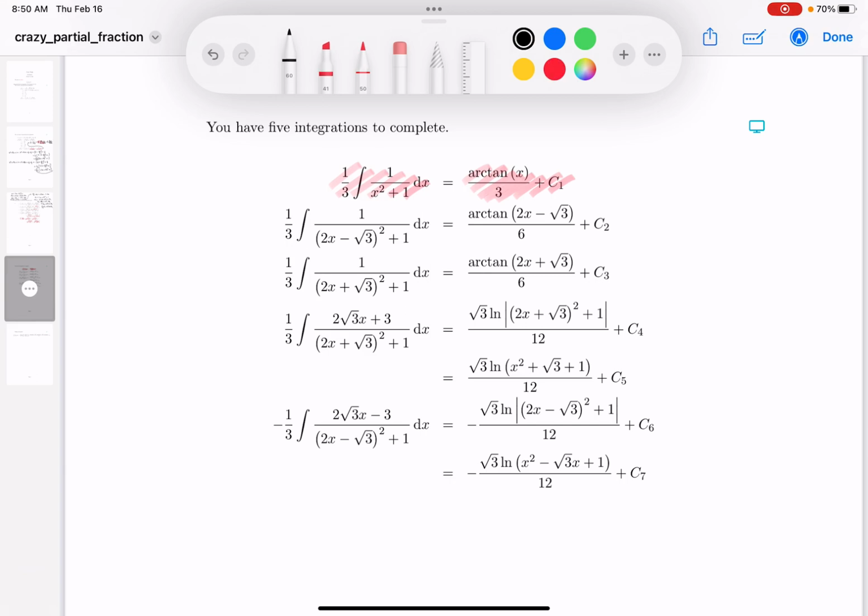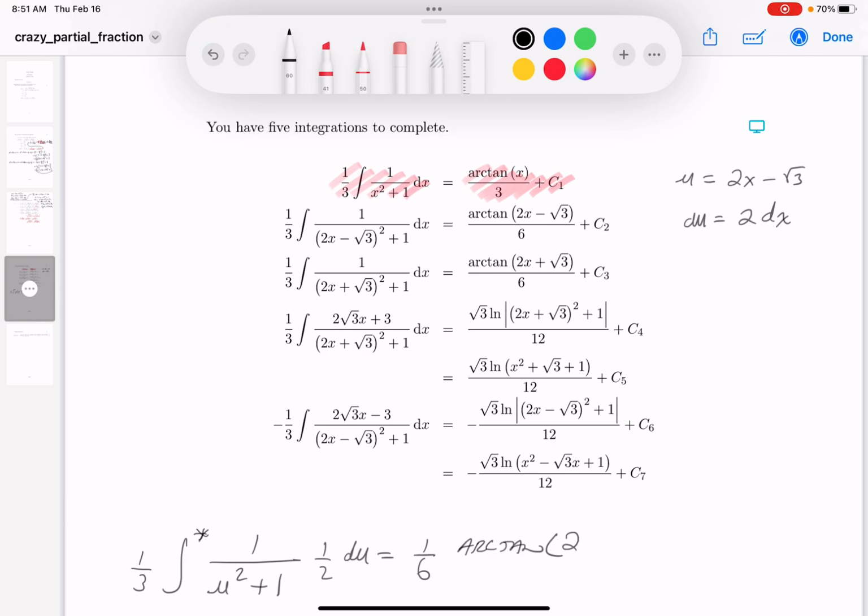What I would write down over here is make a u substitution. I'd say u equals, and what is u equal to? It would be 2x minus root 3, I'm doing the second integration now. What would du equal to? 2 dx. So again, it looks fairly simple to do. It's 1/3. I'm going to put a little star here. I get 1 over u squared plus 1, and dx is 1/2 of a du, which is going to give me 1/6 of an arctangent of u. What's u? It's 2x minus root 3, plus some constant of integration.